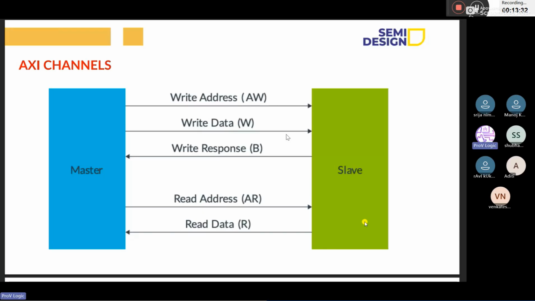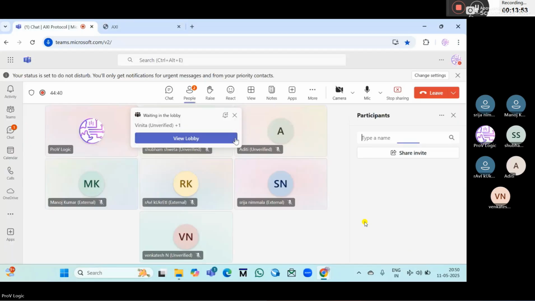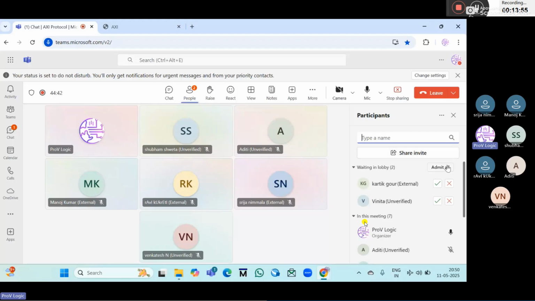And complexity wise, it is high. And transfer width for AXI means up to 1024 bits it will be transferring. But AHB is up to 128 only, and APB up to 32 bits only.